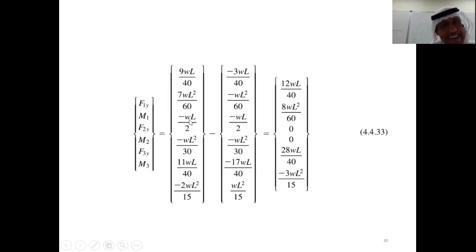Okay, look, how do you find the reaction? Reaction will be F effective minus the equivalent nodal forces. Let's see. We got 0, 0 here. Why do you get 0, 0 here? Because there is no reaction, right? At node 2, there is no support. We have only support at left, node 1, and at node 3, right?